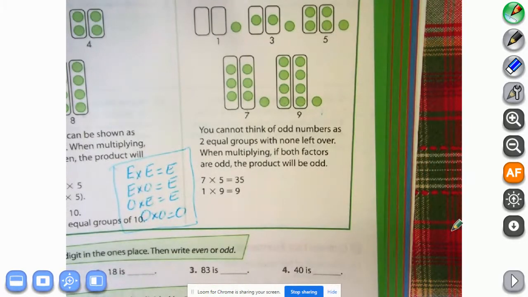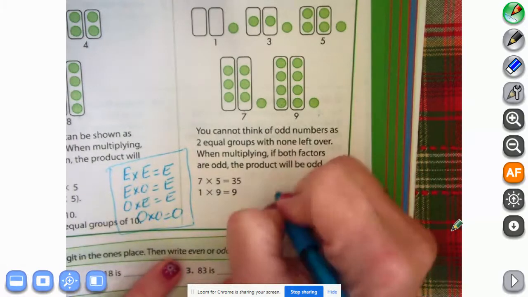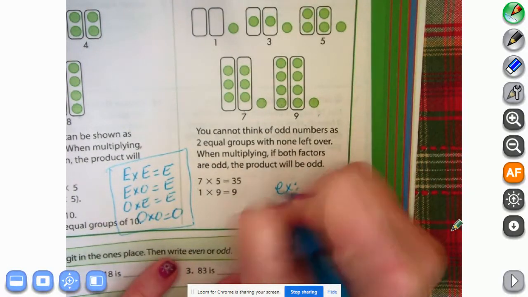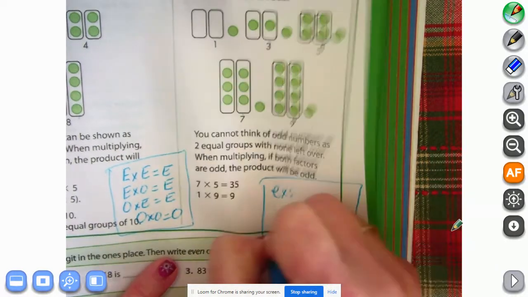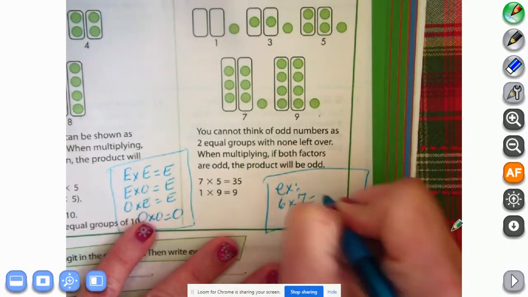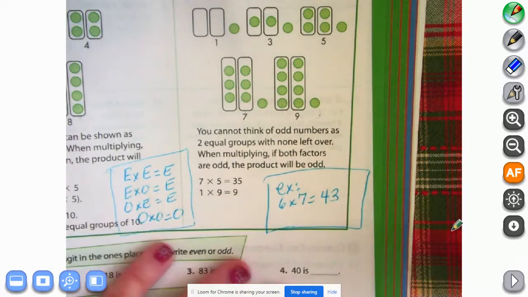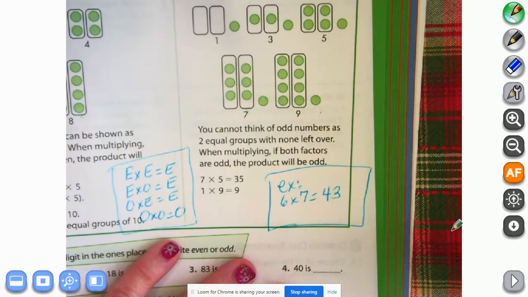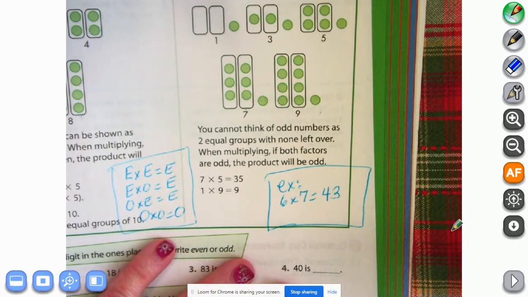7 times 5 equals 35. 1 times 9 equals 9. So let's give an example. I'm going to write an example right here. Okay? Let's say I do 6 times 7 equals 43. Can that be possible? How do I know if my answer is right? What if that's how I memorized it?